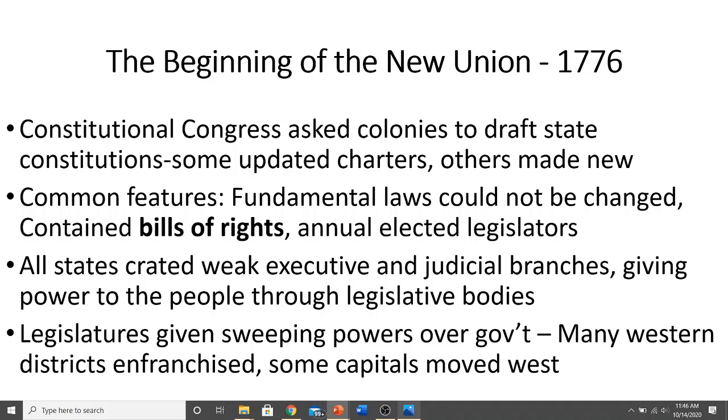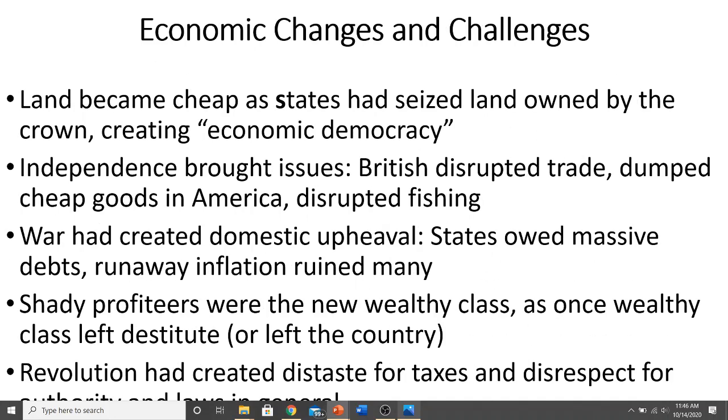As far as across the states, many western districts were enfranchised, meaning that many frontiersmen were given the right to vote, even though they may not have owned property, which had previously been a requirement in many states. And some state capitals even moved further west, away from the coast, again representing that we had a much more democratic government than previously existed. Land became cheap as states had seized land owned by the crown and from those who had been loyalists. And this created an economic democracy where people who previously could not own property now saw it more accessible, especially since a lot of the wealthy, large landowners had left.